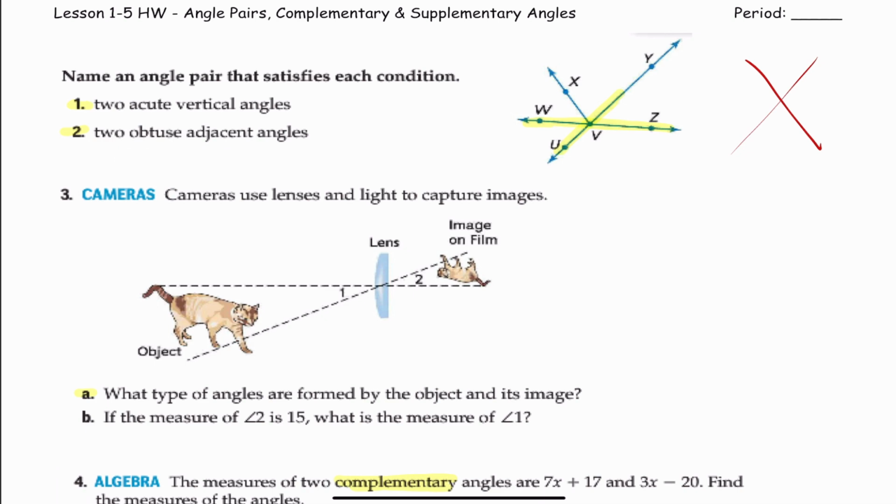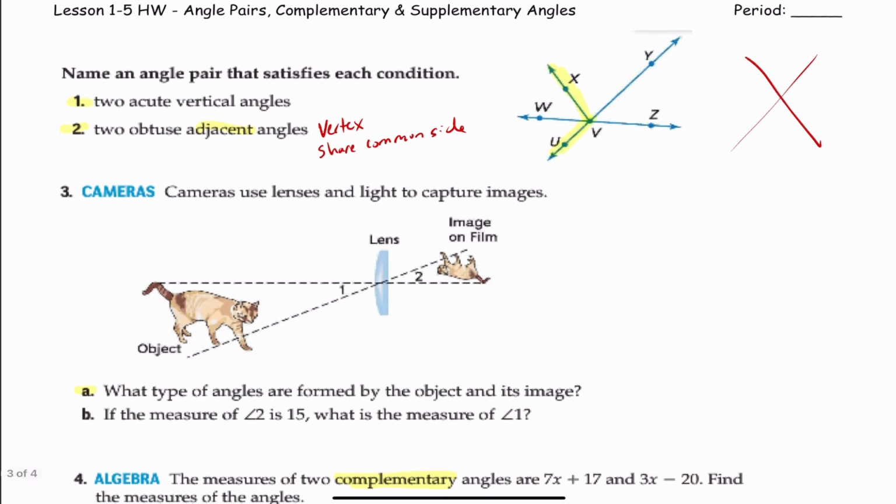Number 2, two obtuse adjacent angles. What does that mean, adjacent? Well, adjacent means that they have to have the same vertex and they have to share a common side. So if I look at this, I'm like, okay, obtuse, well, what about this and this? Okay, I got two angles here. They're both obtuse. They share the same vertex and they share the same side. So go ahead and classify those angles and put it in your answers.